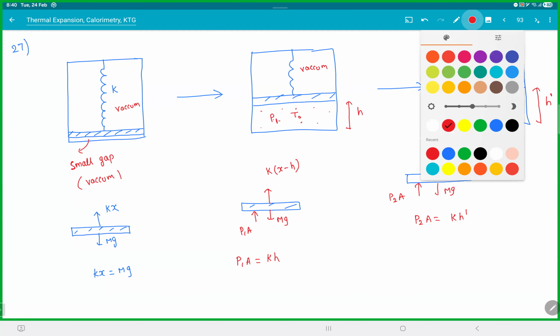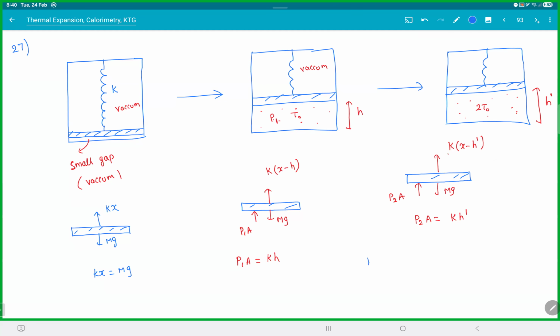You're done. Since it is an ideal gas and the number of moles is the same, I can use P1 V1 by T1 is equal to P2 V2 by T2. Initial pressure is P1, which is KH by area. Volume is simply A into H, temperature is T0. P2 is K into H dash by area. V2 is area of cross section into H dash, area not given, we don't need it anyway, at temperature 2T0. You can clearly see we'll get H dash is equal to root 2 H.